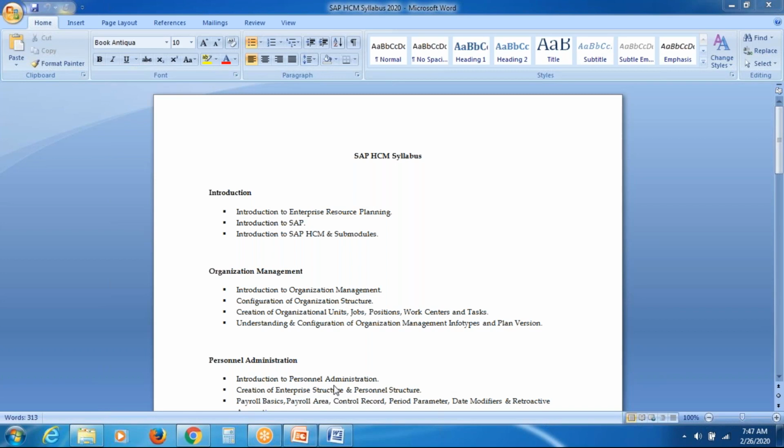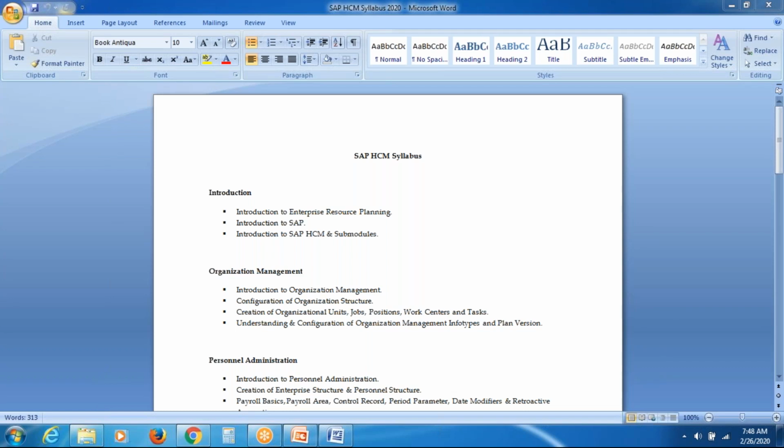Abhilash and Swati, we were discussing the introduction to the functions within human resources. The various functions within human resources, as we discussed, are organization management, personnel administration, time management, payroll, benefits, etc. We have recruitment, too; both of you are working in recruitment. So all these are functions within human resources.